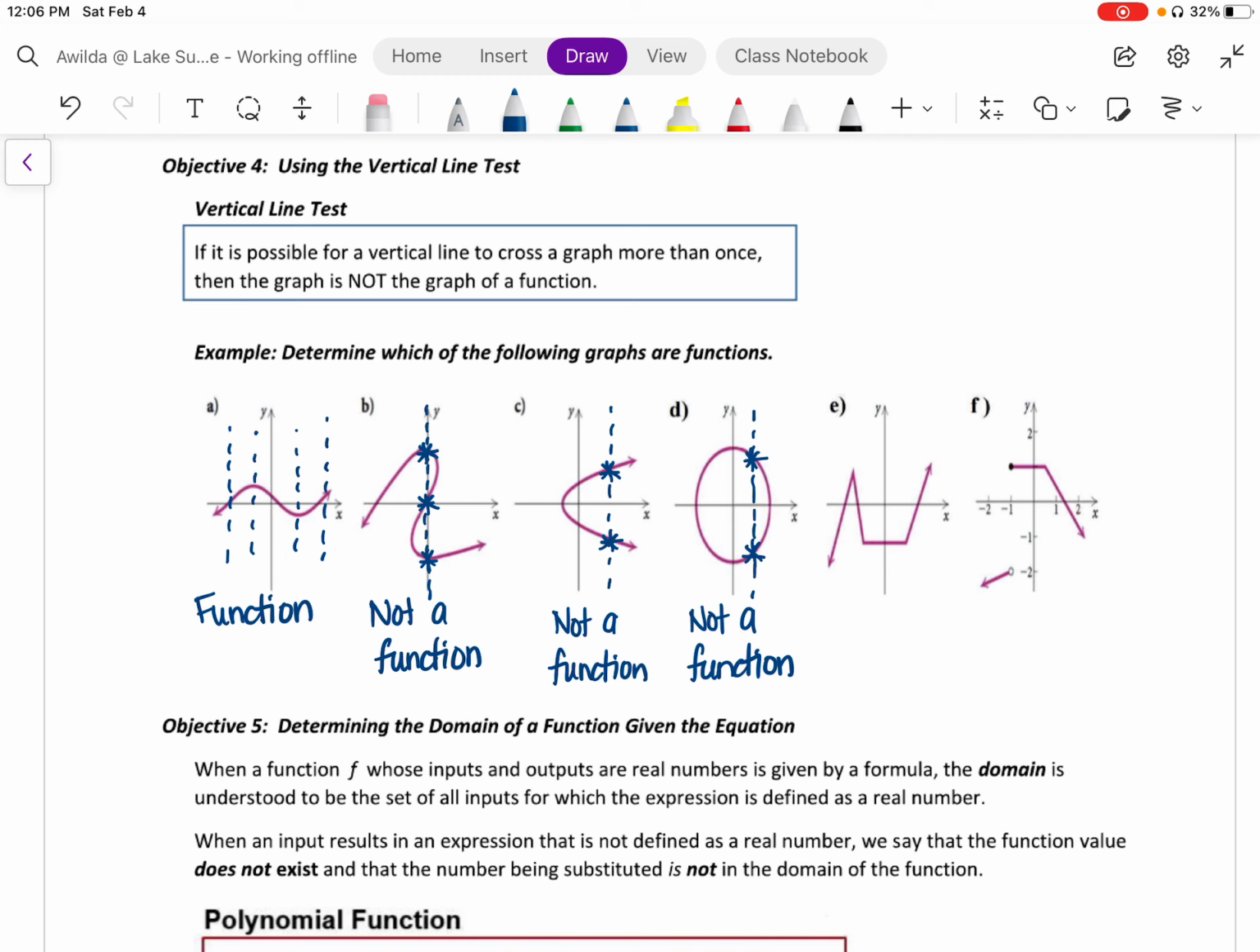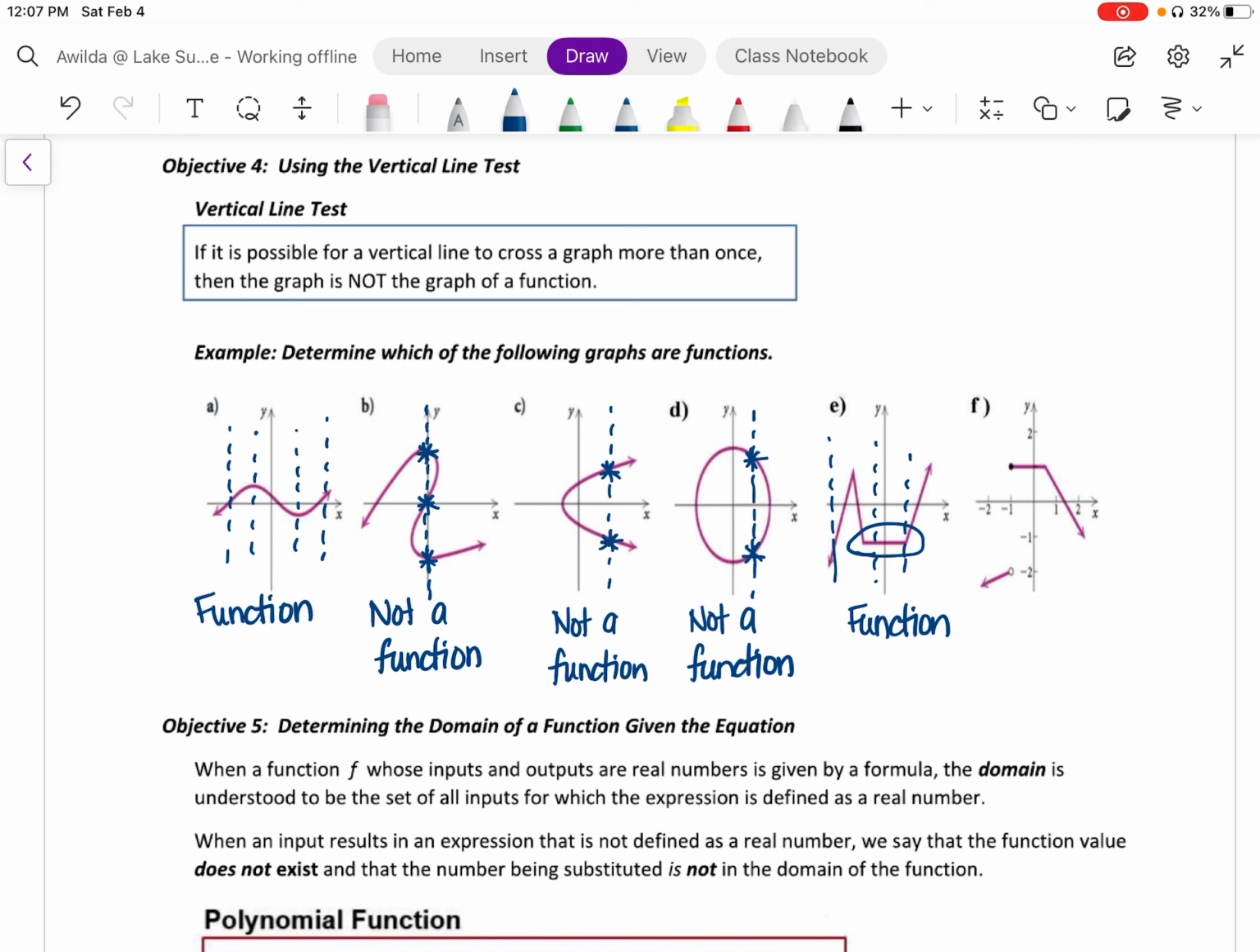In letter E, I think this is a function. No matter what vertical line we try to imagine, it will never cross through the graph at more than 1 point. And so it does pass the vertical line test. This is a function. Notice that in this little part of the graph, we have lots of ordered pairs that have the same y-coordinate, and that's okay. You can have different ordered pairs with the same y-coordinate. You just can't have the same x-coordinate. So we don't have any ordered pairs that are vertically aligned. This is a function.